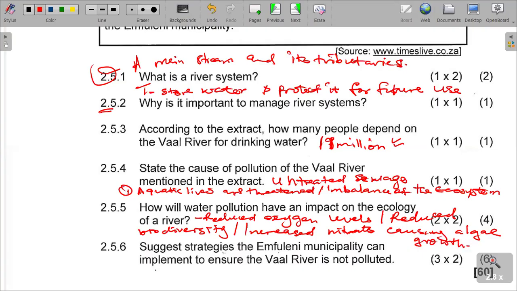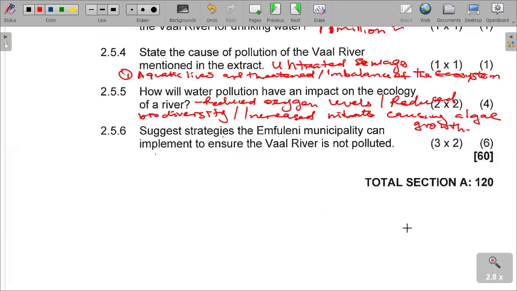And then number last, it says suggest strategies that municipality can implement to ensure Vaal River is not polluted. The last question, what can be done to ensure that it's not polluted? Avoid cutting down of trees, which they call deforestation.